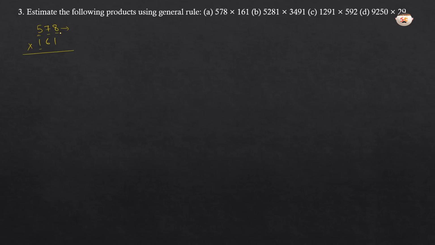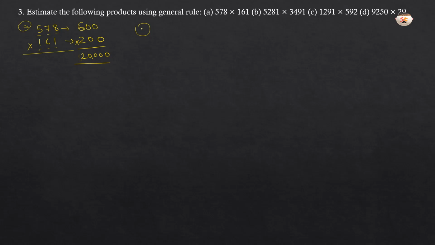Then we will round off 578 correct up to its 100th place. We will get 600. Now round off 161 correct up to its highest place, that is ones, tens, hundred. We will get 200. Then we will multiply these two numbers and we will get 6 twos are 12, and the total number of zeros is 4. And we will get the answer 1,20,000.